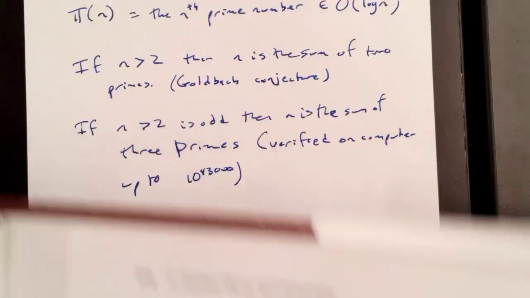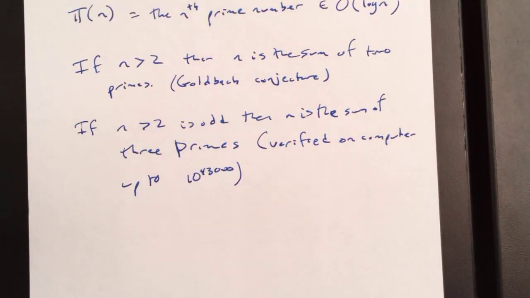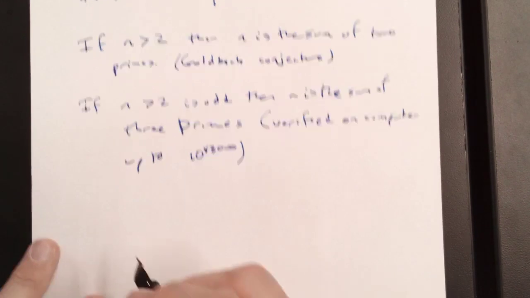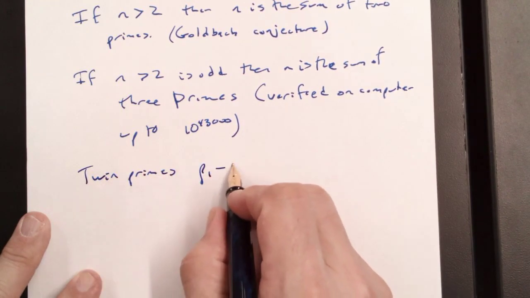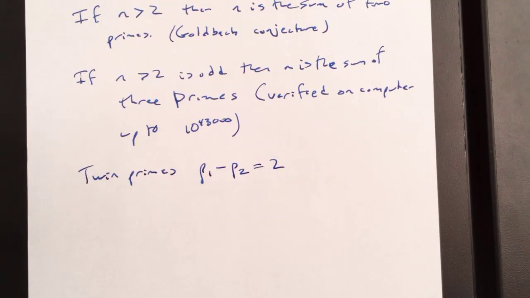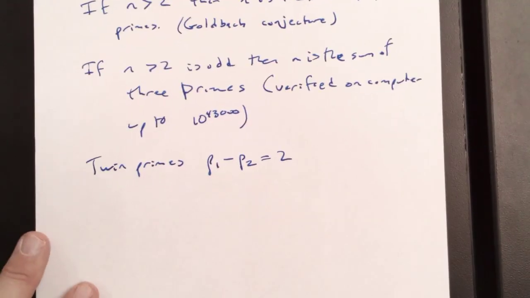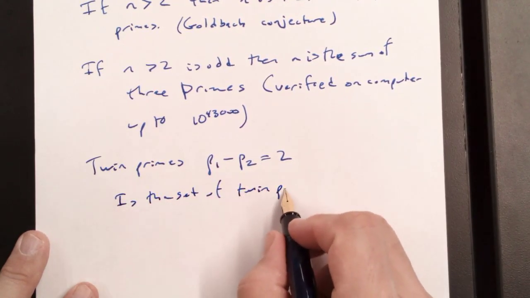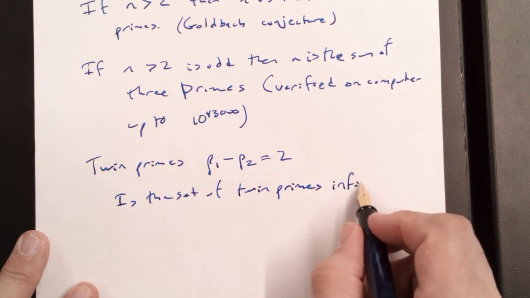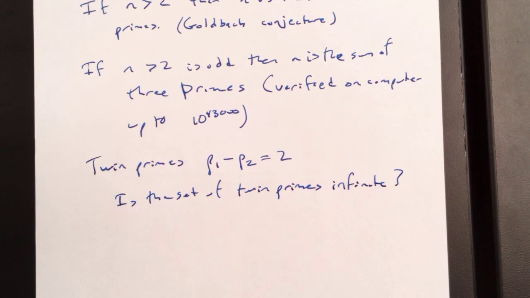Here's a question for you. Is the set of primes that differ by 2 finite or infinite? We call those things twin primes. Two primes are twin if their difference is 2. Nobody knows. That's a question we don't know the answer to yet.